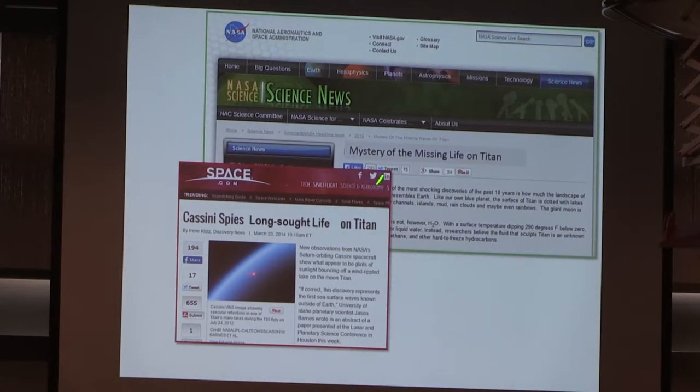Mystery of the missing life on Titan. Okay, why do we never see that headline? And then maybe this one: Cassini spies the long-sought life on Titan. Never seen that one, at least not yet. Maybe we will one day with Enceladus rather than Titan. So why do we never see a headline like that?